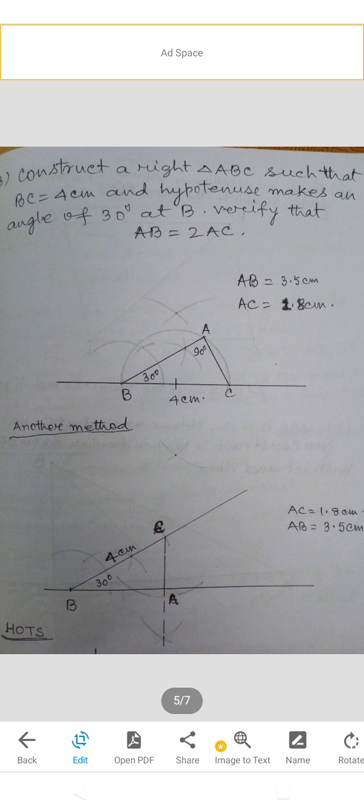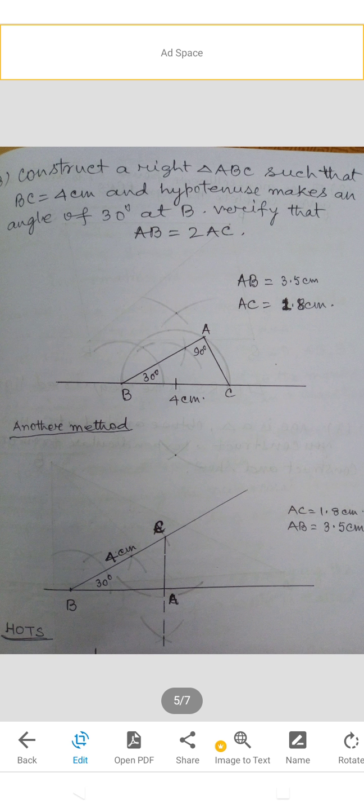Now measure sides AB and AC. AB equals 3.8 centimeter and AC equals 1.8 centimeter, and 2AC equals 2 multiplied by 1.8 centimeter, that is 3.6 centimeter, which is approximately 3.8 centimeter.